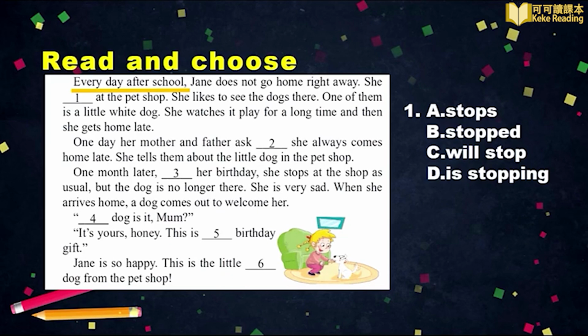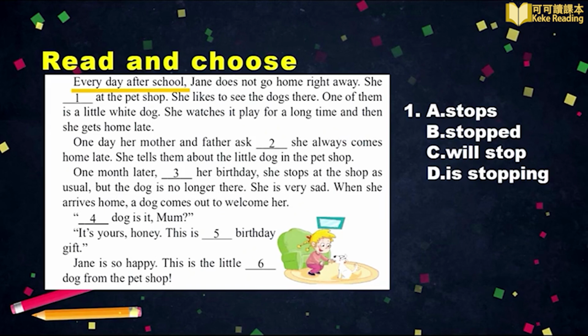每天放学后 Jane 都不会直接回家。Number 1, she's something at the pet shop. Look at the options. 看这4个选项，是 stop 的不同时态。故事说 Jane 每天放学后先不回家，她会在宠物店逗留一会儿，是一般现在时。Which option is the simple present tense?